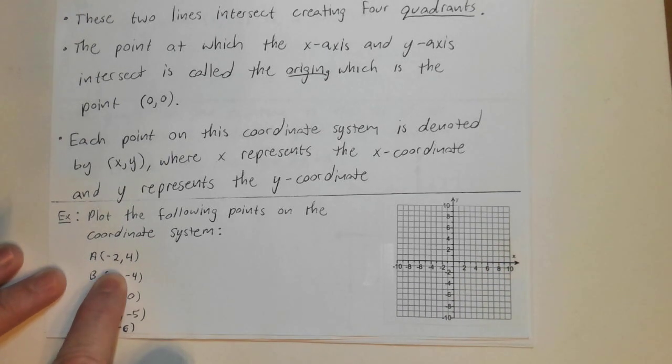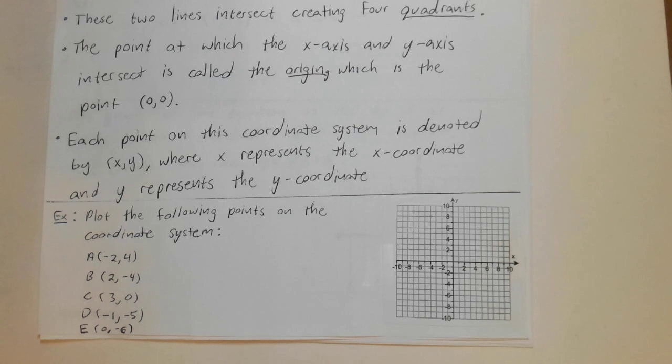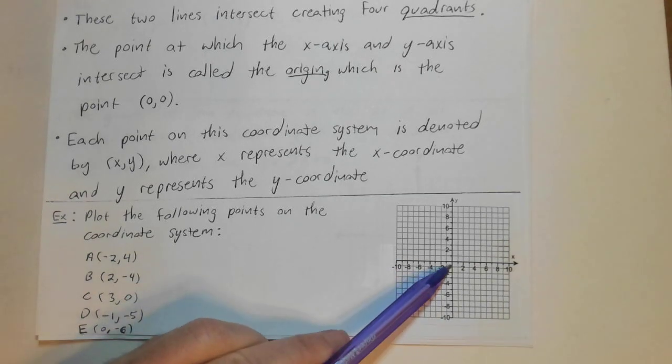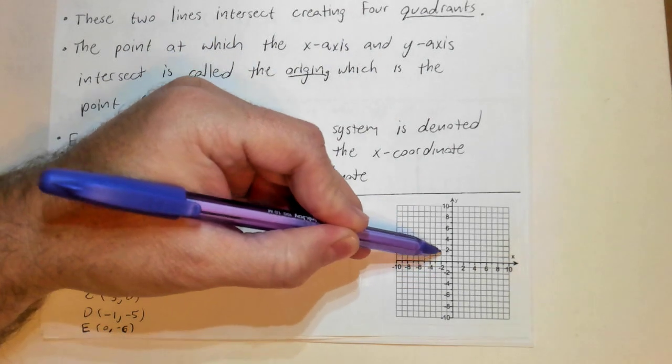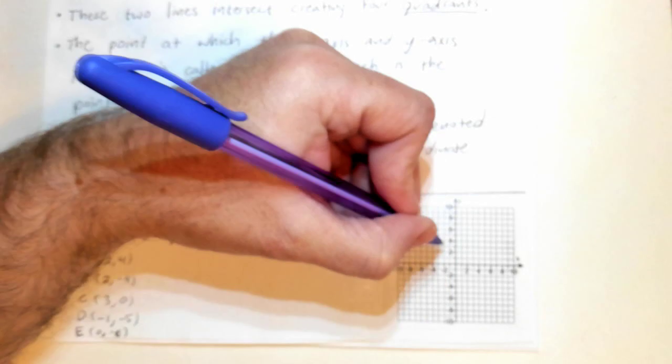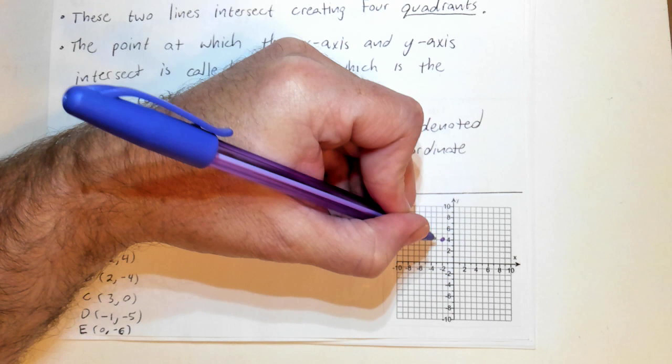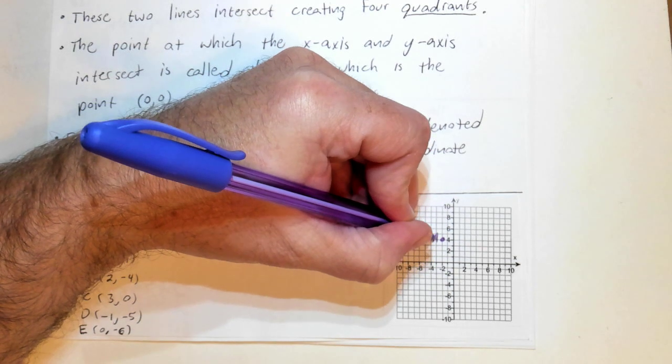We're going to start off by plotting the point A, which is (-2, 4). This means that we go in the negative x direction. Here's 0. We're going to go -2: 1, 2. So that is the x coordinate. And the y coordinate is 4. So then I have to go up 4: 1, 2, 3, 4. So this is the point A.